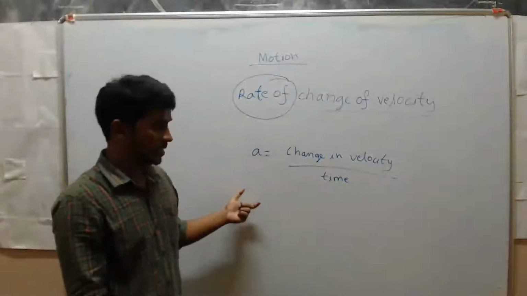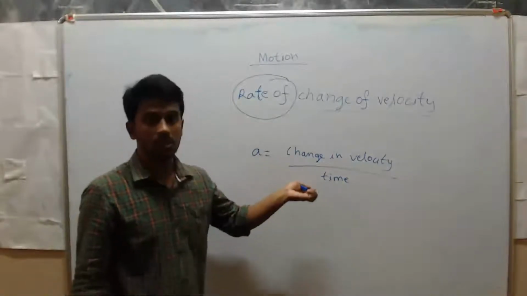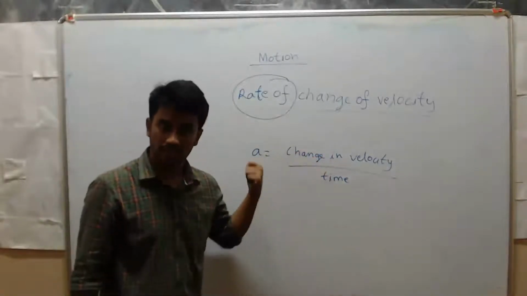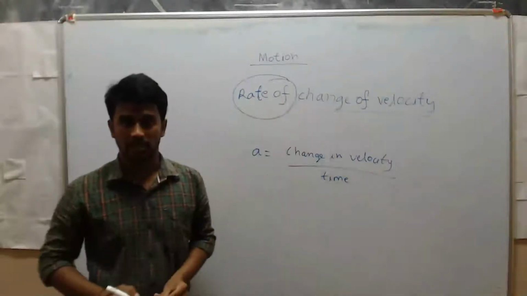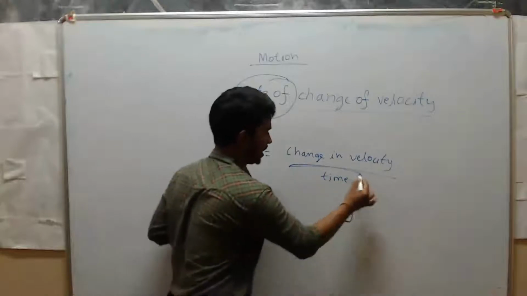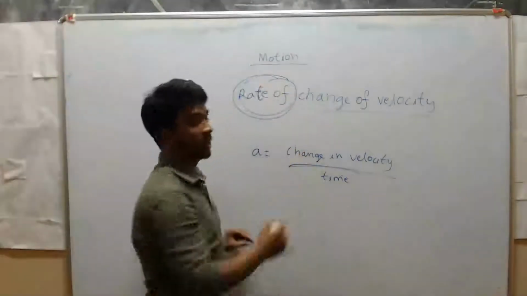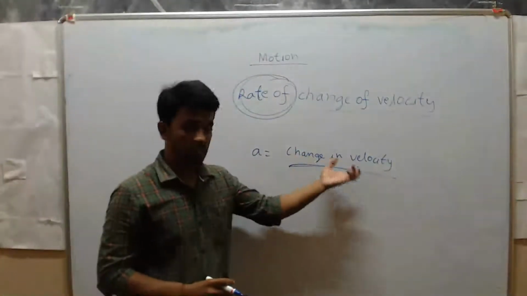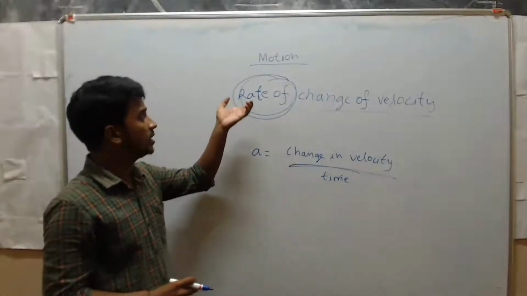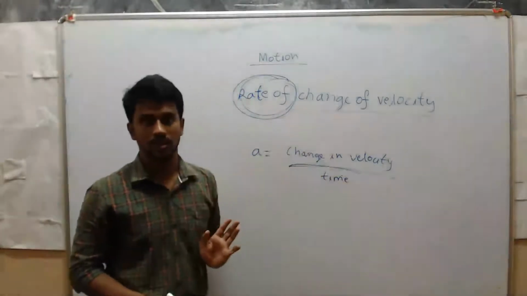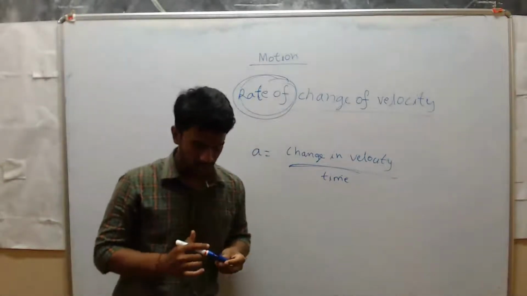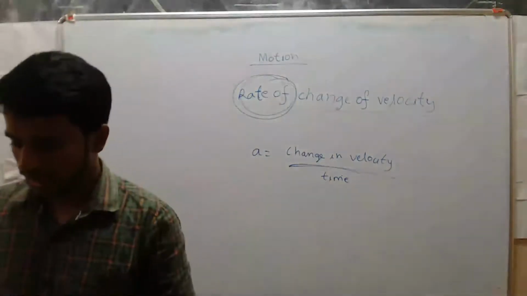So we can define acceleration as the change in velocity of an object in a given time, or the rate of change of velocity is called acceleration. If something is divided by time, then we use the words rate of. Here velocity is changing in a given time, so rate of change of velocity is called acceleration.